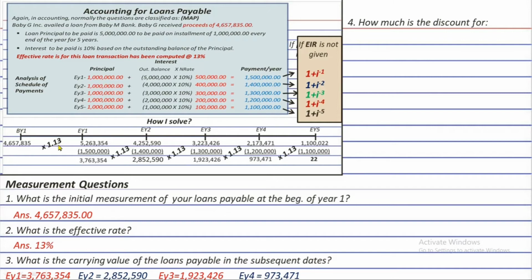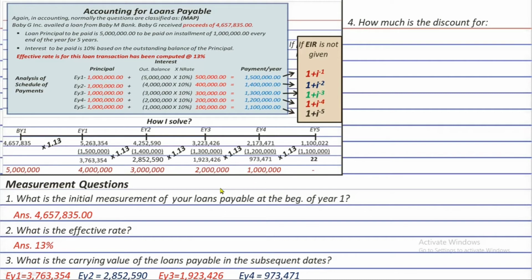So, what do I mean? If you didn't study the time value of money, you will think like this. At the beginning of year 1, your loans payable balance is 5 million. And at the end of year 1, you will only have 4 million. At the end of year 2, the balance will be 3 million. And at the end of year 3, the payable balance will only be 2 million. And 1 million is the balance at the end of year 4 and 0 at the end of year 5.